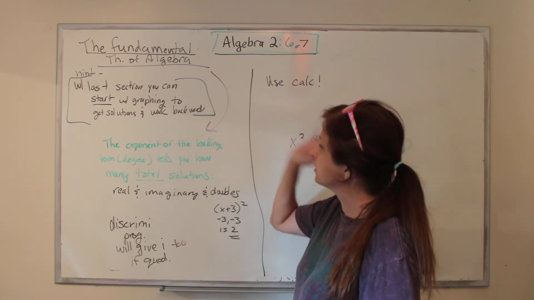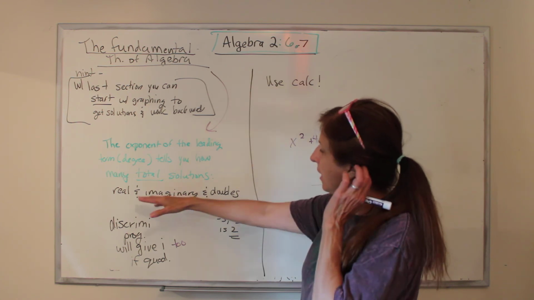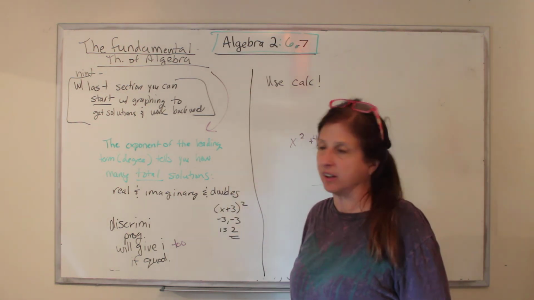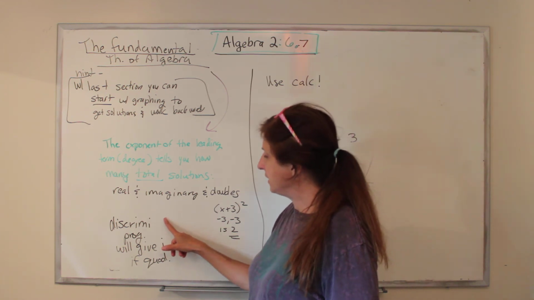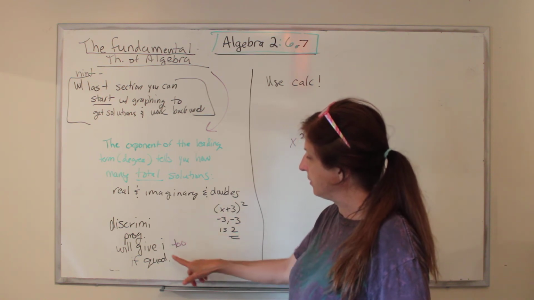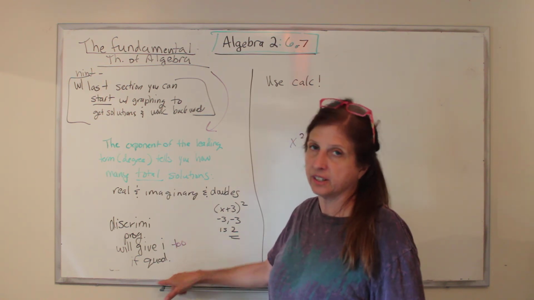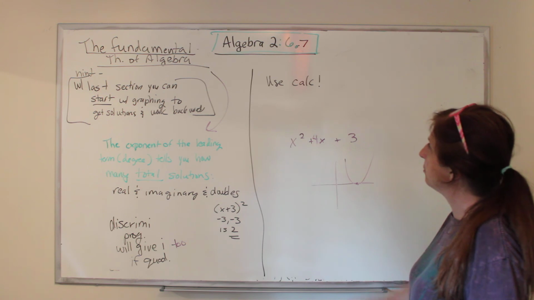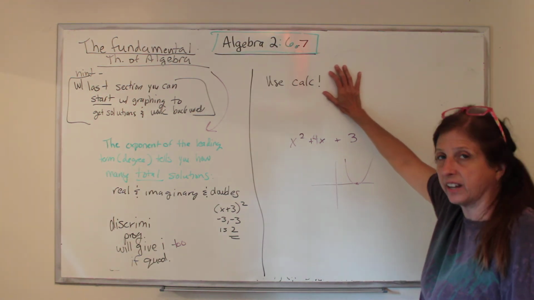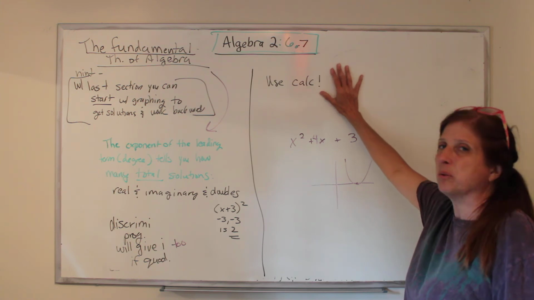And so if it's x to the 5th power, then all together, real, imaginary, and doubles is going to end up having 5 solutions. Now, if it is a quadratic equation, the discriminant program will give you the imaginary solutions too. Now, your book talks about how you can also use your calculator to find solutions. That's what I want you to be good at.